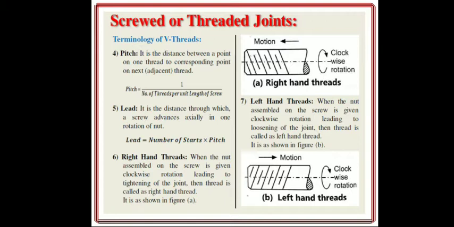As we have already seen, right hand and left hand threads. What is right hand? If the thread is in the direction from left to right but in an upward direction, it is called a right hand thread. And if the direction of the thread is from left to right but in a downward direction, it is called a left hand thread. So when the nut assembled on the screw is given clockwise rotation leading to the loosening of the joint, then the thread is called a left handed thread, as shown in the figure.